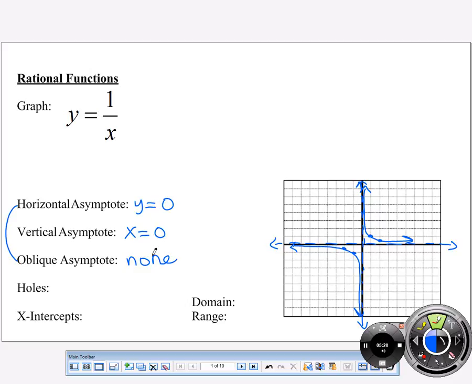I get that it's disconnected at certain spots, but a hole would have to be on the curve, literally an open point that you're skipping. So this graph doesn't have any holes, so we'll write none.